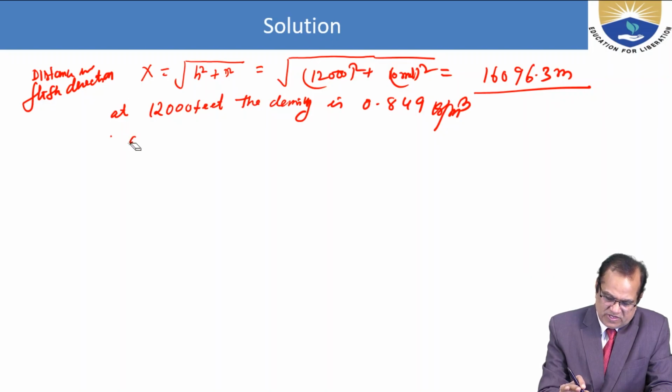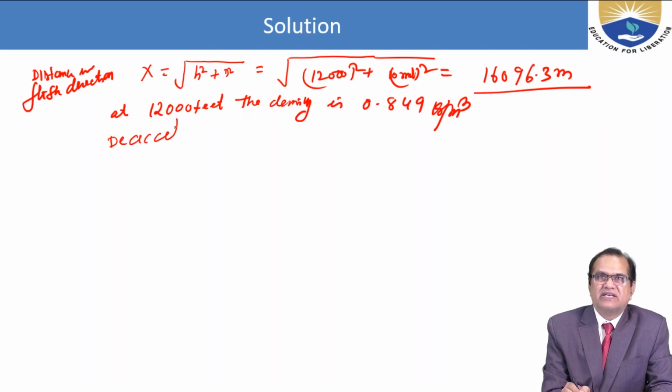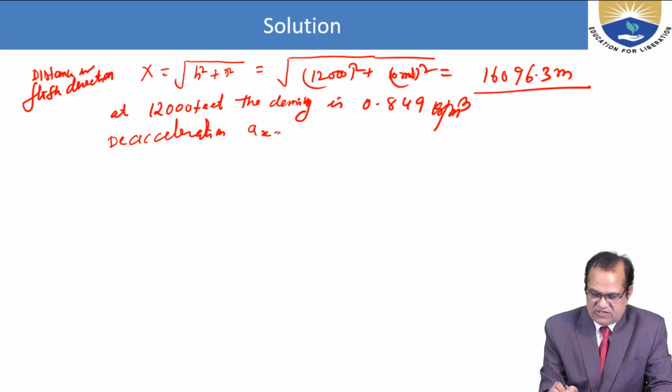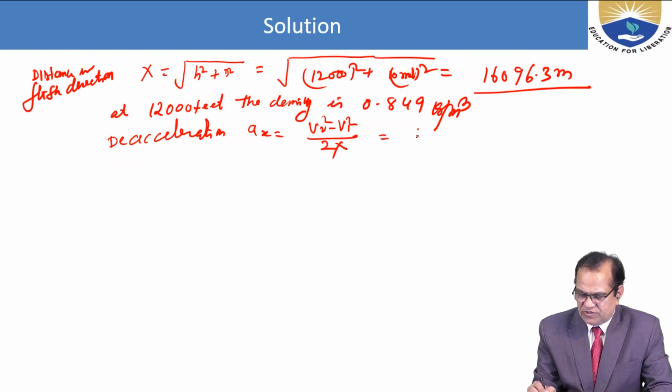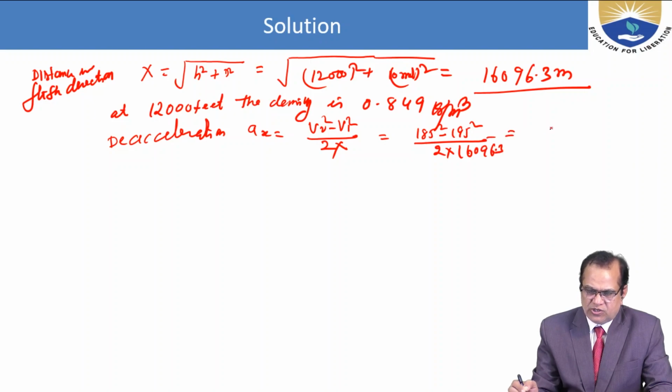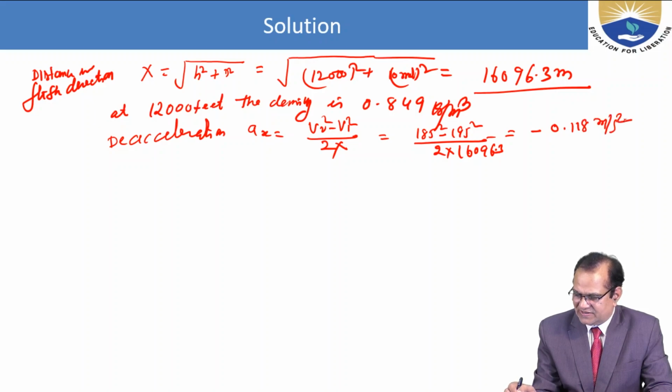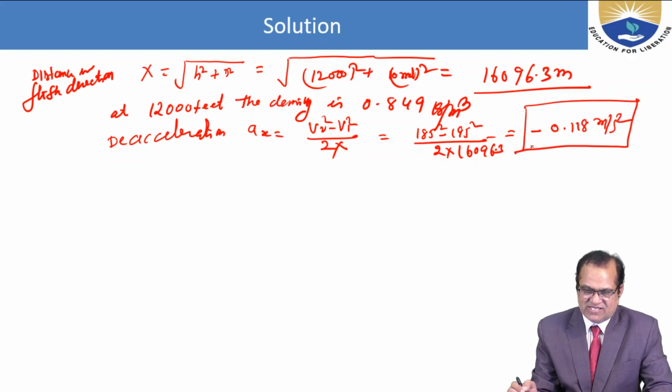Deceleration ax is equal to v2 square minus v1 square by 2x. So v2 is 185 square minus 195 square divided by 2 into 16096.3. So you will get minus 0.118 meter per second square. So this is the acceleration which we have got.